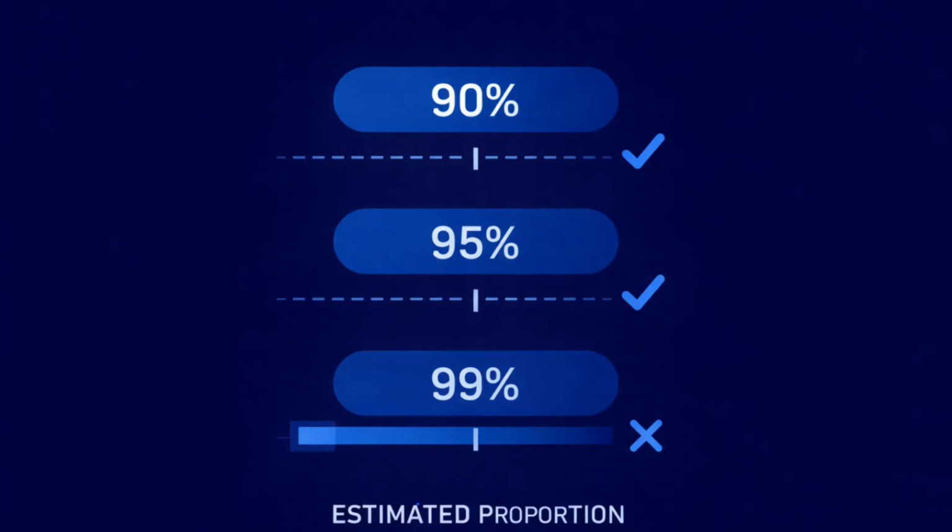A confidence interval is always tied to a confidence level. Common confidence levels include 90%, 95%, and 99%. The confidence level describes how the method performs when it is used repeatedly. If the same sampling process were repeated many times and a 95% confidence interval were created each time, about 95% of those intervals would contain the true population proportion.